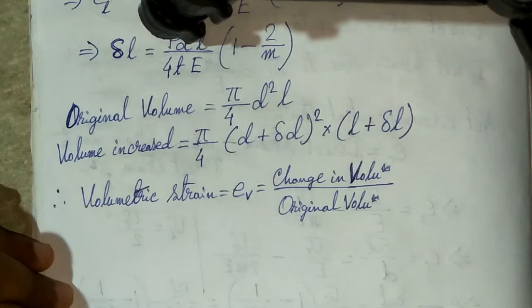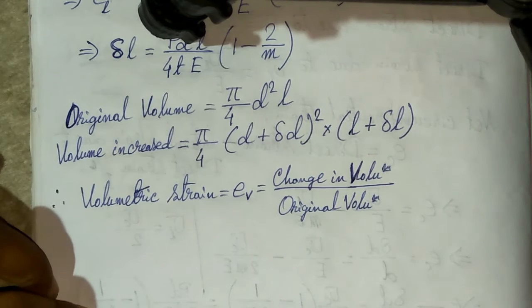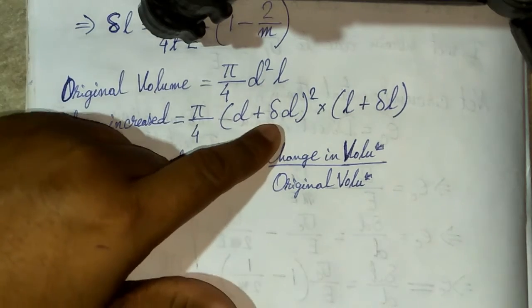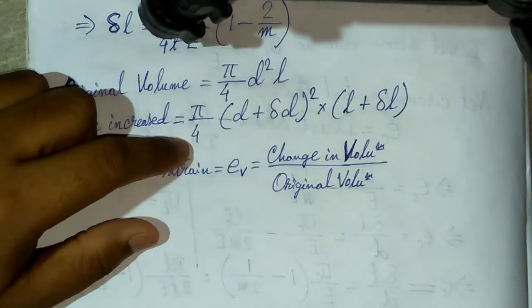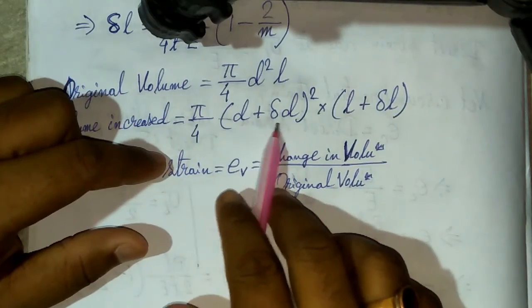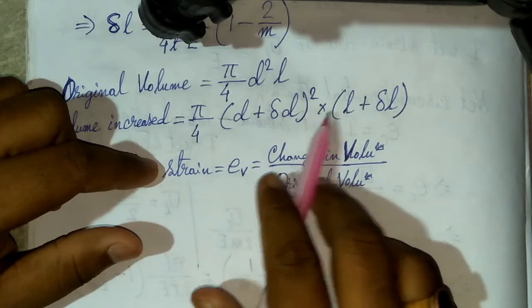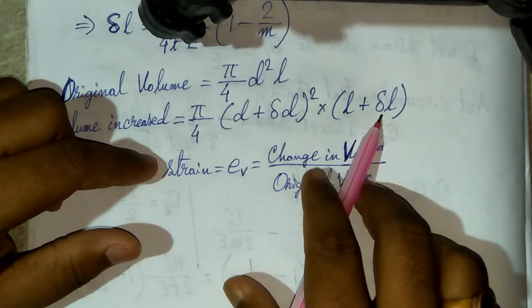Now the original volume of the cylinder is nothing but pi by 4 d square into L, and the increased volume is expressed as pi by 4 into (d plus delta d) whole square into (L plus delta L). Here d plus delta d is the increased diameter, and delta L is the increase in length.